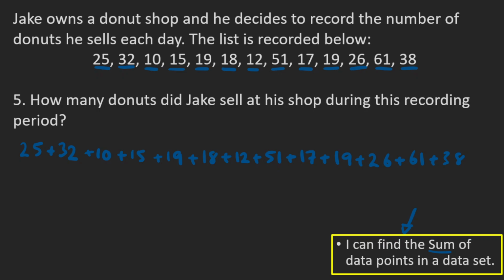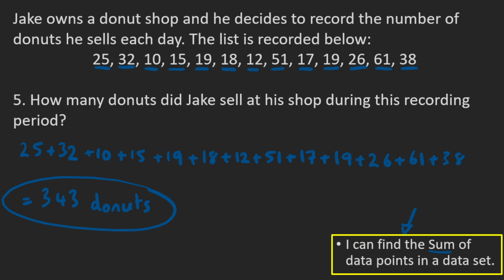All right, so we've got 25 plus 32 plus 10 plus 15 plus 19 plus 18 plus 12 plus 51 plus 17 plus 19 plus 26 plus 61 plus 38. And our answer is 343. And if we want to be super clear, how many donuts did Jake sell at his shop during this recording period? 343 donuts. And there is our final answer.